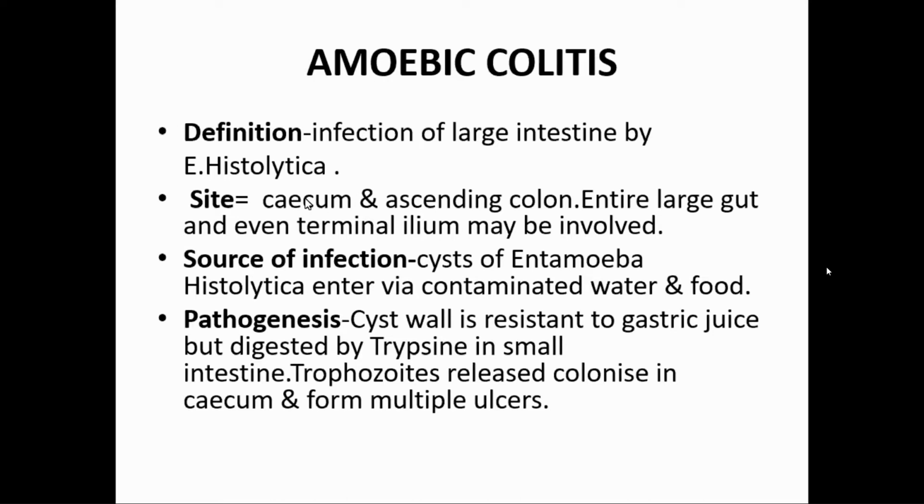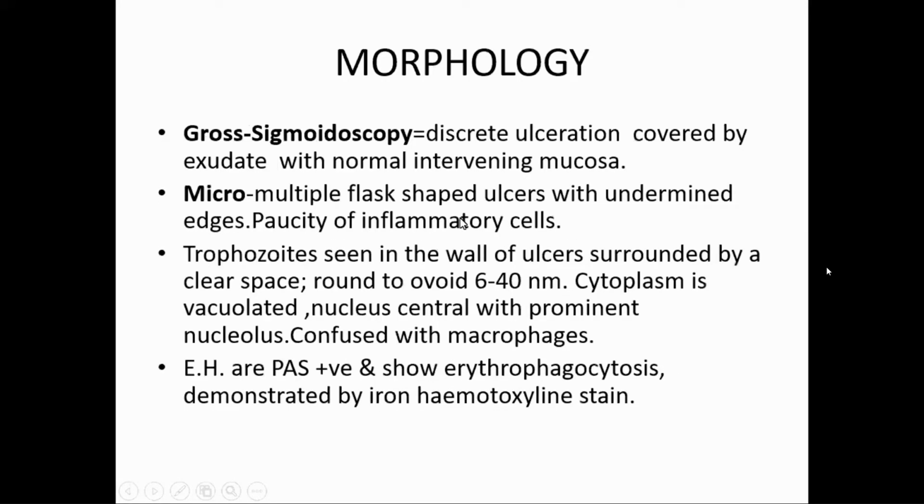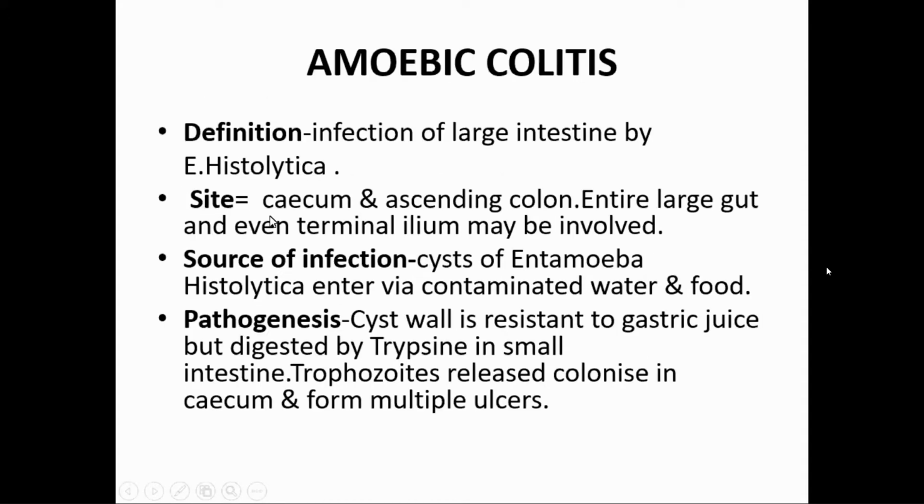Entamoeba histolytica is the causative agent of amoebic colitis. The site of colitis is the cecum and ascending colon, most common. Otherwise, the entire large gut and even the terminal ileum may be involved. So cecum and ascending colon are the common site. Otherwise, the whole large gut and terminal part of ileum may be involved.